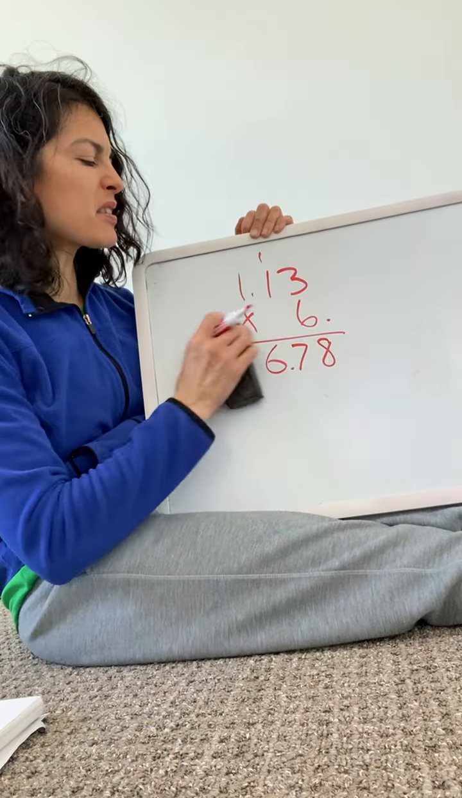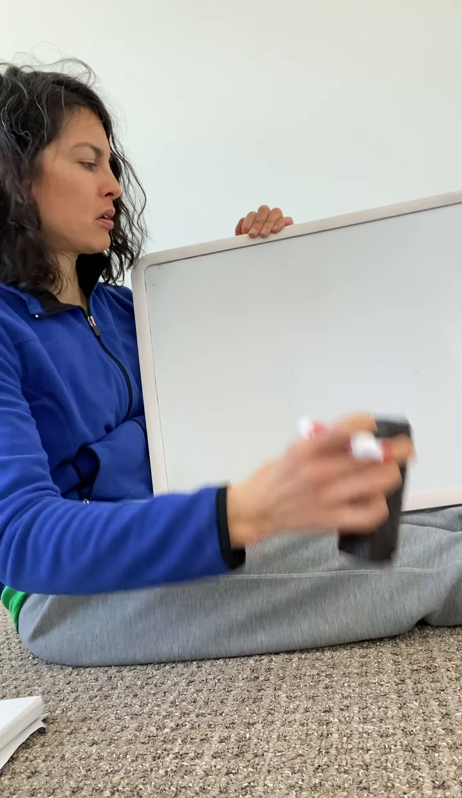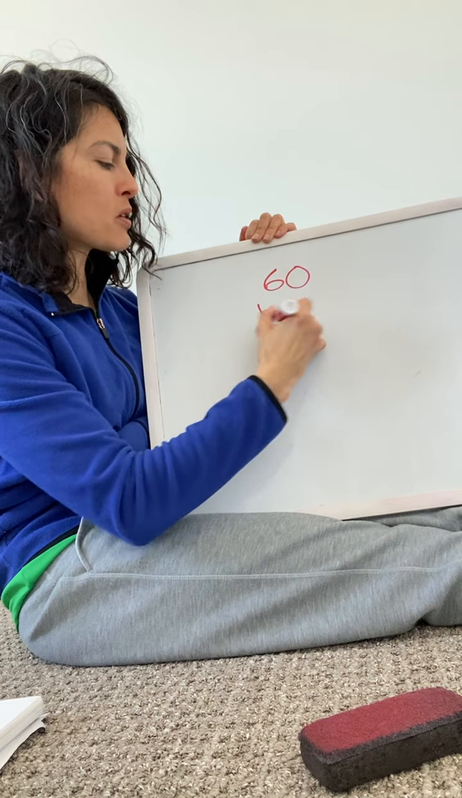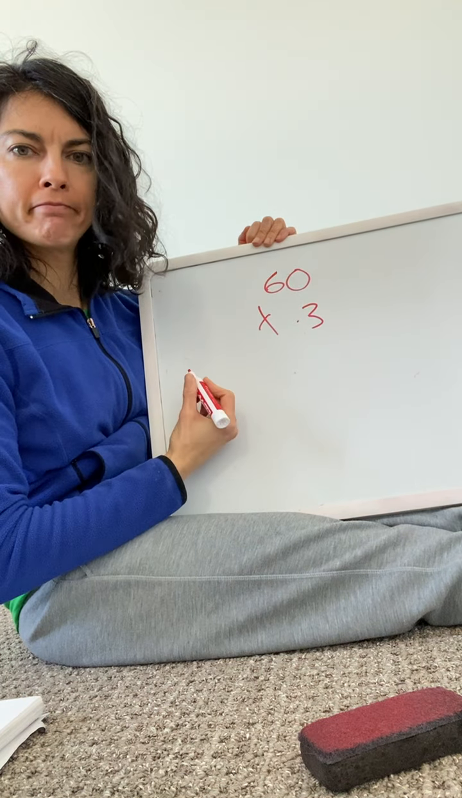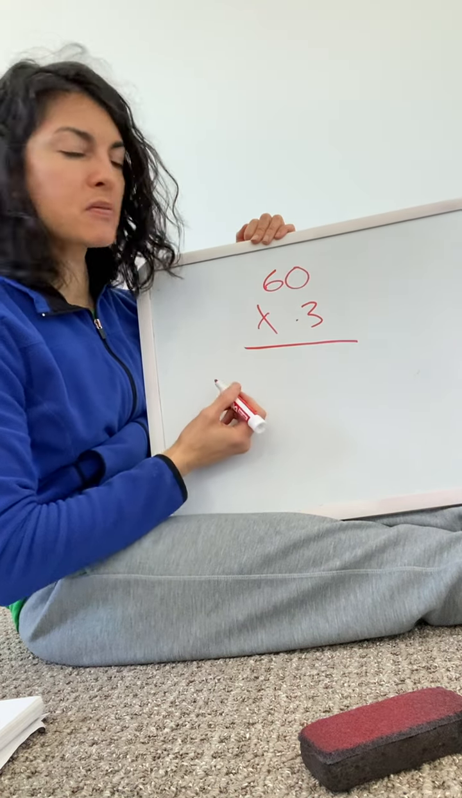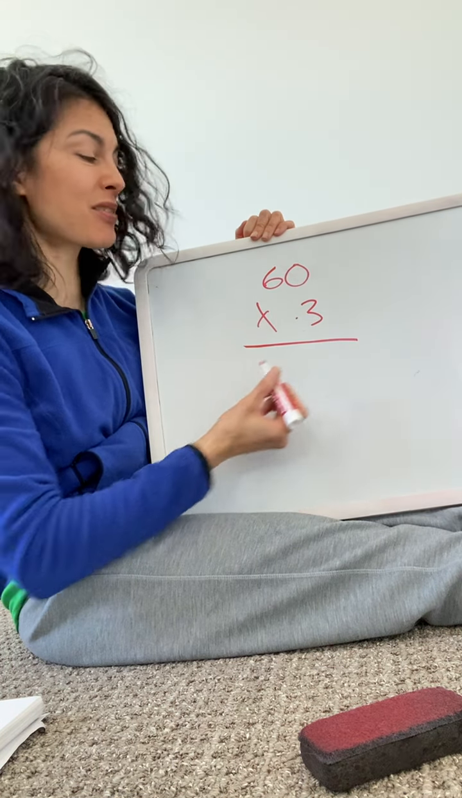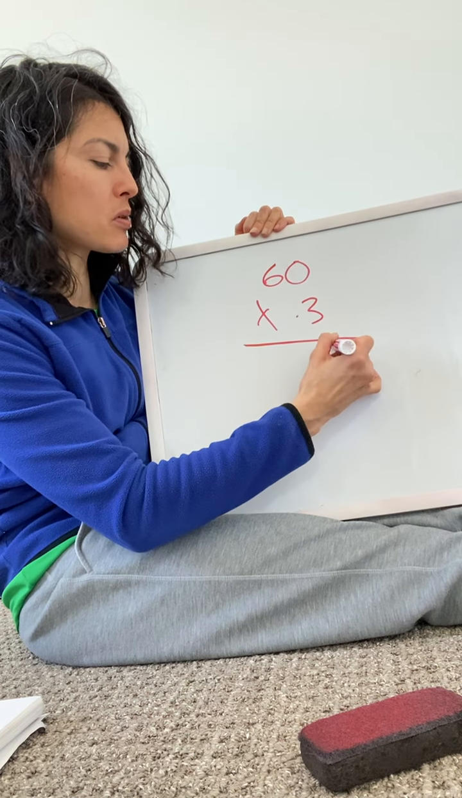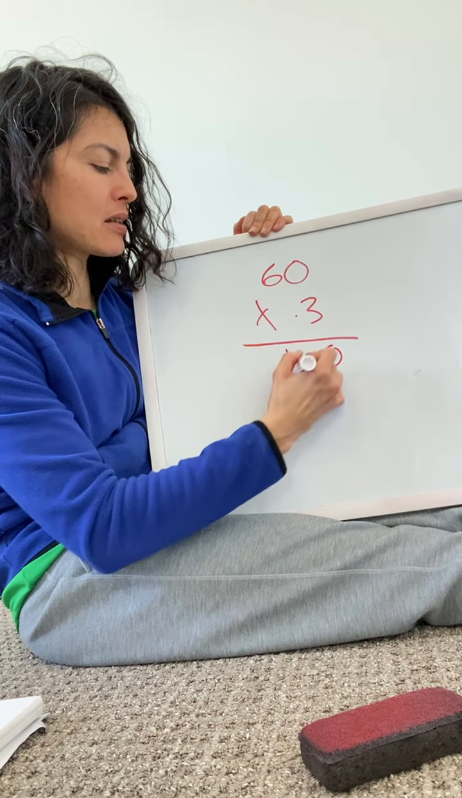Okay, what if it's the other way around? What if it's 60 times 0.3? How do we do it? No problem. Same thing as we just did. It's just your decimal is going to be in a different spot. 3 times 0 is 0. 3 times 6 is 18.